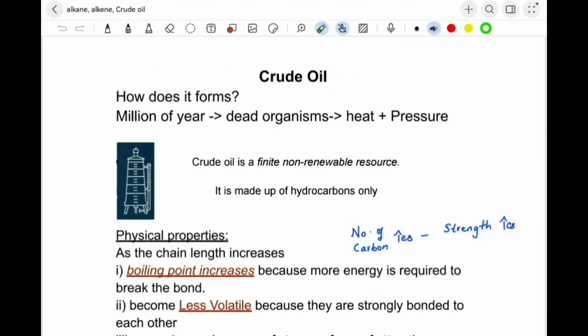Crude oil is a mixture of hydrocarbons formed from remains of dead plants and animals over millions of years, which is a non-renewable resource, and remember it is made up of only hydrocarbons.